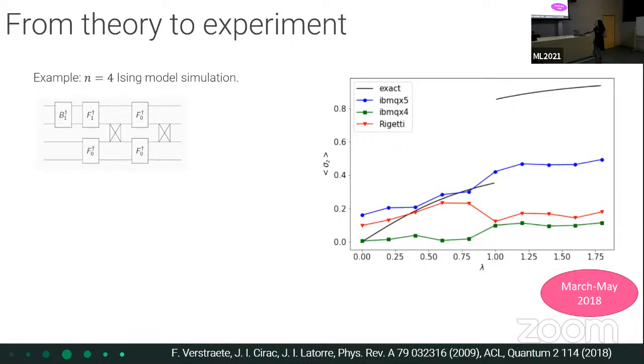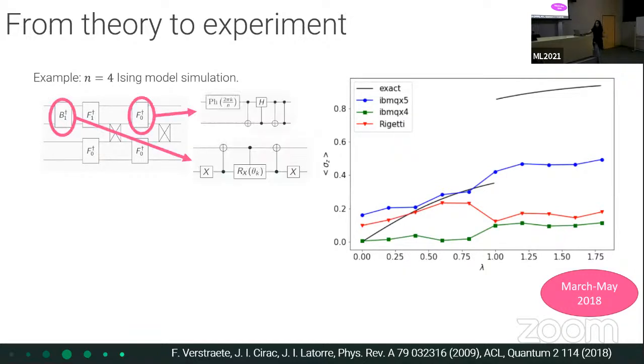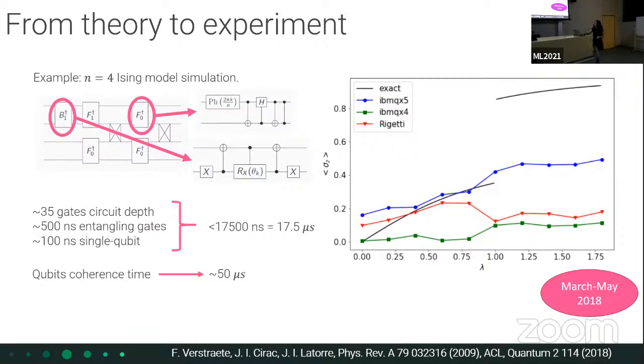So of course, many things have changed. Now the devices are better, but not much better, really. And it's this simple example, which is a very small circuit, 4 qubits only. This part here is represented by these gates, which is not a lot of gates, technically. So it's 35 gates of circuit depth. So technically, it should be enough to perform the experiment. But what happened? When I ran the experiment on both the IBM and Rigetti machines, the result was far away from the expected one.